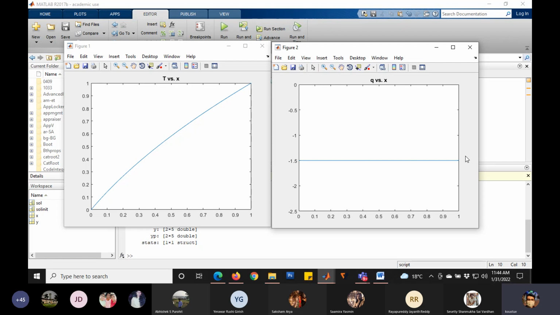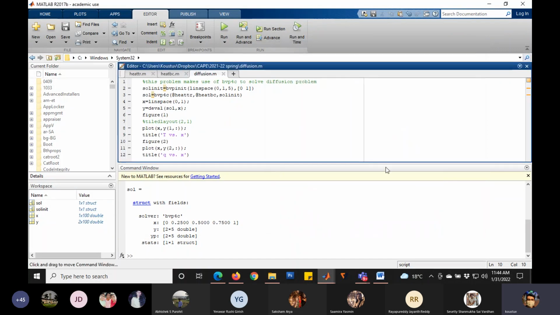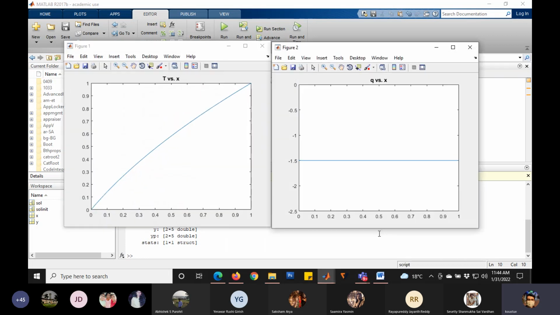So this is the heat flux equation. Over the range we just get a constant heat flux, and this is the temperature distribution. See the nonlinear part, a little bit of curve is there, because k is a function of temperature. Okay, so is this clear, these two plots, or any question? Is this clear to all of you?